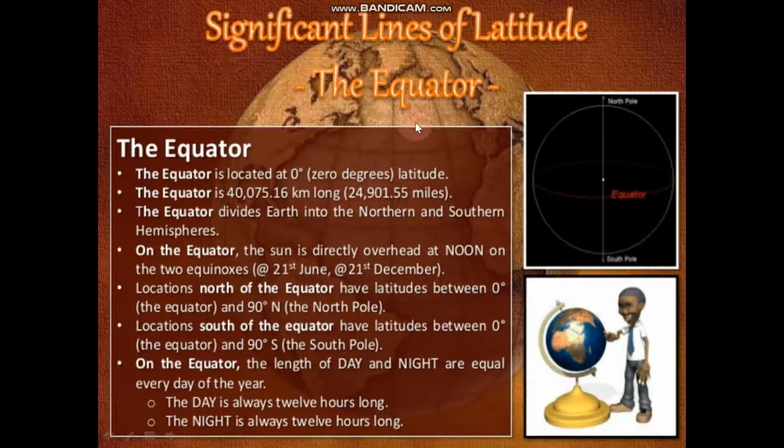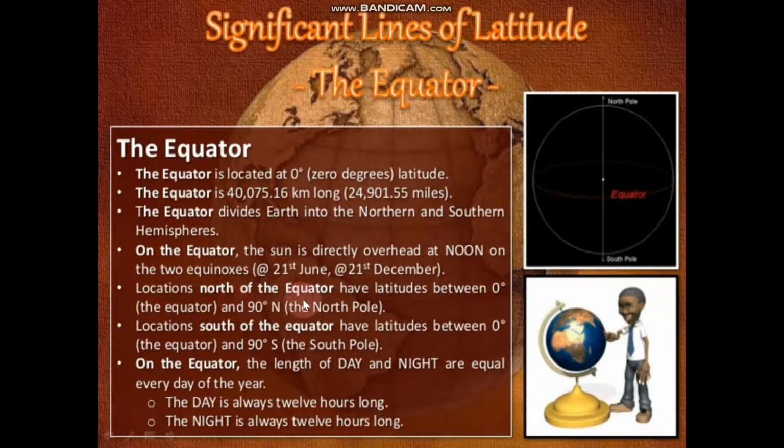Now what is significant about the equator? The equator is located at 0 degree. Its distance is 40,075.16 kilometers long. It divides the earth into two parts, northern hemisphere and southern hemisphere. On the equator, the sun is directly overhead at 12 noon on the two equinoxes. That is, on 2 days, the sun is directly overhead. That is 21st June and 21st December.